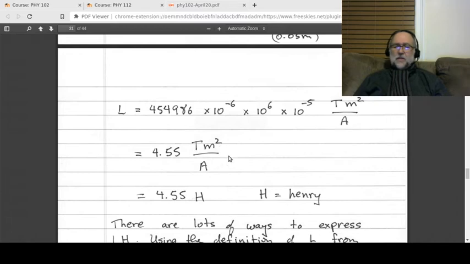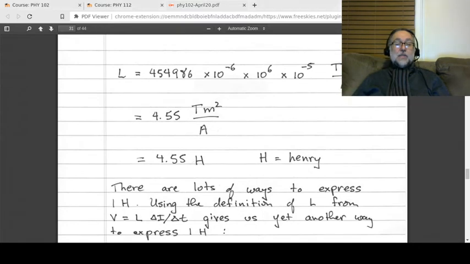And you go, what the heck is a Tesla meter squared per amp? Well, we could live with that unit. It's a measure of inductance, but because one of the physicists that worked on this was called Henry, we call it a Henry. Actually, 1 Henry is pretty big. It's quite a lot of inductance. But that ferromagnetic material is really what's doing a lot of the enhancing here. And so the inductance of that particular solenoid is 4.55 Henries.